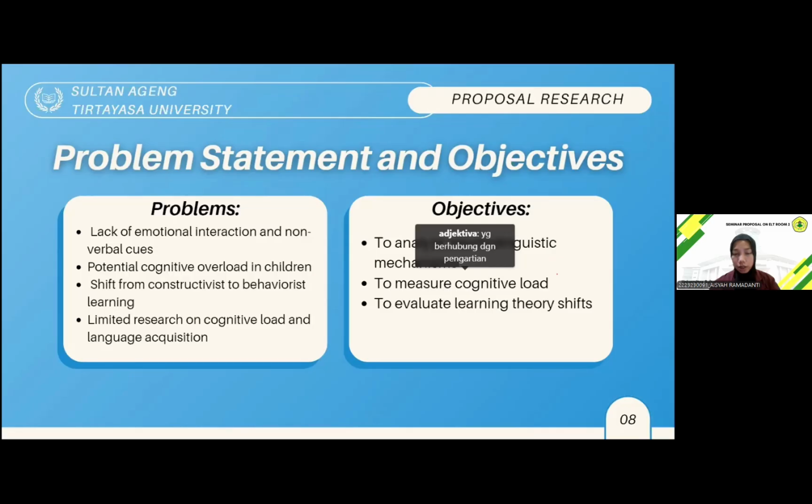Now let's discuss the theoretical framework. This study is based on several important theories. First, constructivism, which suggests that learning happens through social interaction and active engagement. This is very relevant for children. Second is behaviorism, which focuses on stimulus and response. AI systems often follow this pattern, where learners respond to prompts given by the system.